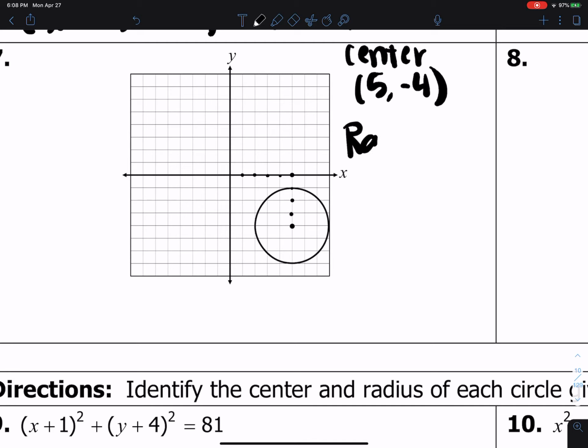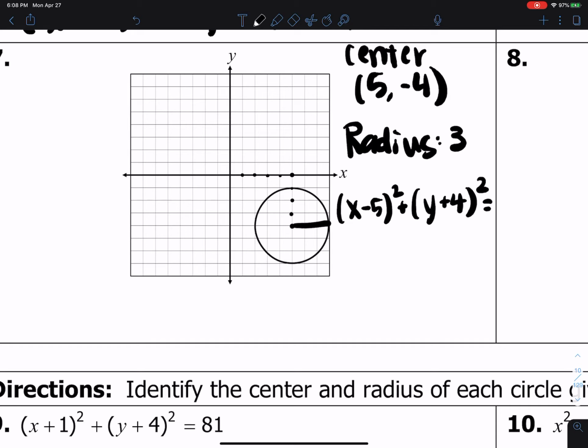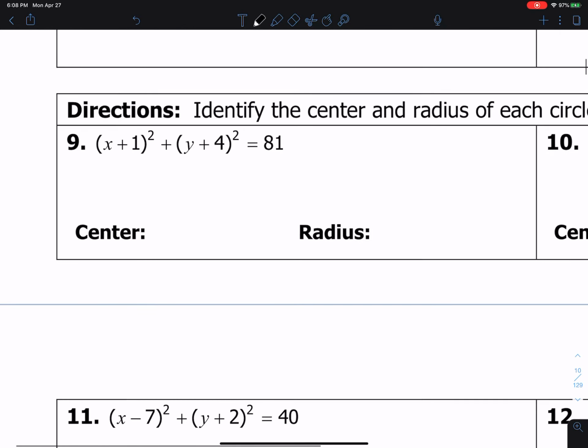And then the radius is 3. So the equation here is x minus 5 squared plus y plus 4 squared equals 3 squared, but we know 3 squared is 9. So that's our equation there. Now the next section, we're just identifying the center and radius.